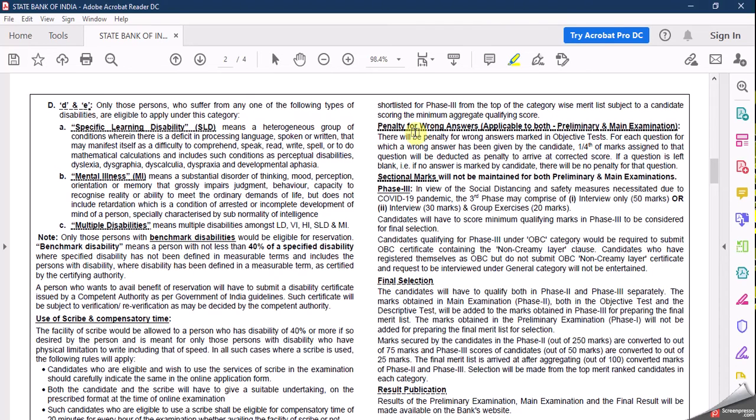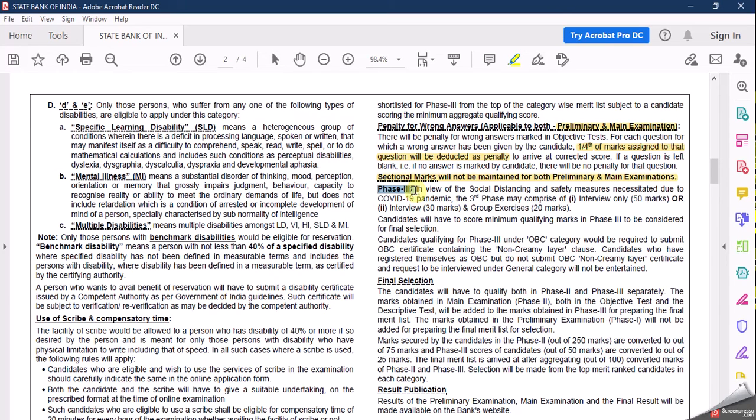Now they have clearly given that one-fourth of the marks assigned to that question will be deducted as penalty. So keep this in mind while attempting the questions, and this penalty is applicable to both the preliminary and main examination. Okay, then sectional marks will not be maintained for both preliminary and main examination. Earlier there used to be a sectional cutoff also, but now they have removed that.